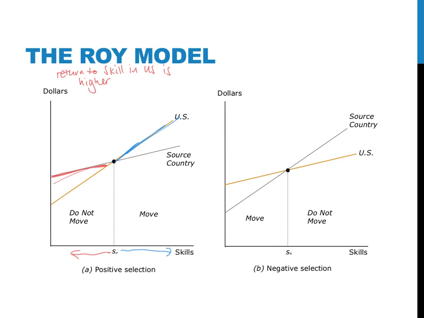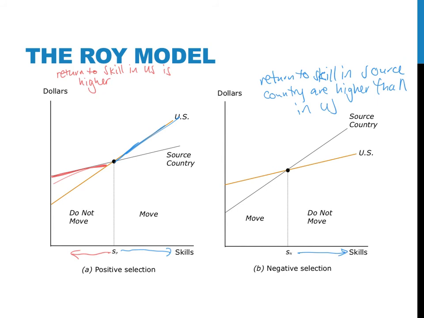If we look at the panel on the right, we actually end up with negative selection of immigrants because the returns to skill in the source country are higher than the returns to skill in the US. So the very skilled workers can actually do better by staying in the source country, so they're not going to move, whereas the lower skilled workers are going to do better by being in the US. So we're going to see migration of lower skilled workers to the US from this particular source country.